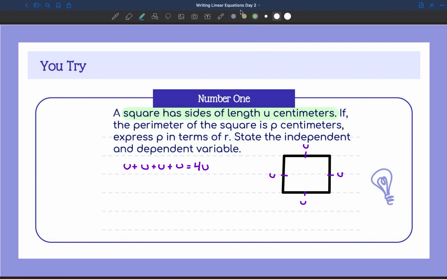Our next key detail was if the perimeter of the square is P centimeters, so the entire outside equals P centimeters, it wants us to express P in terms of U. So P in terms of U, and this should have been U, not R. So you should have gotten 4 times U as your answer, and this would have been your linear equation.